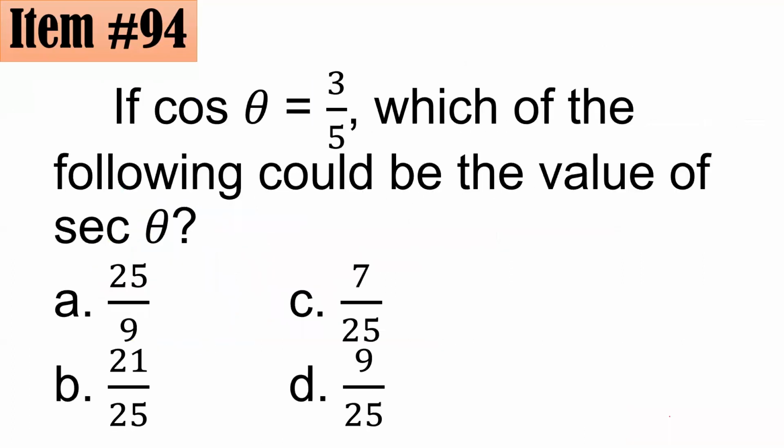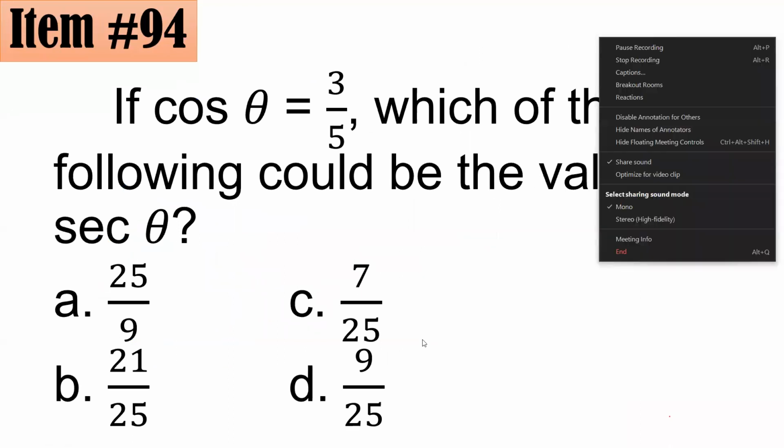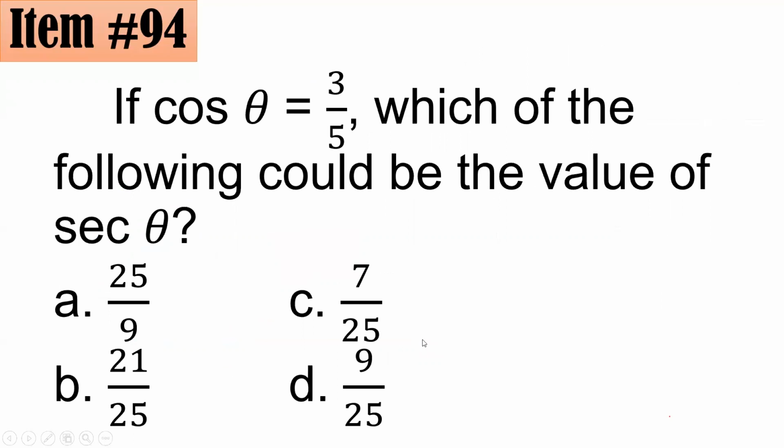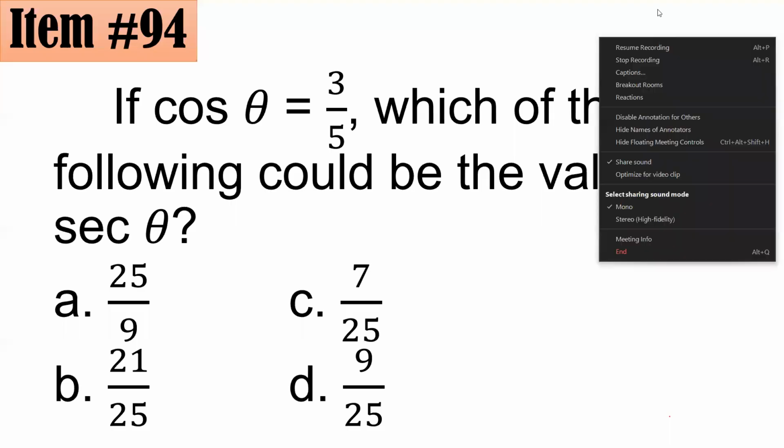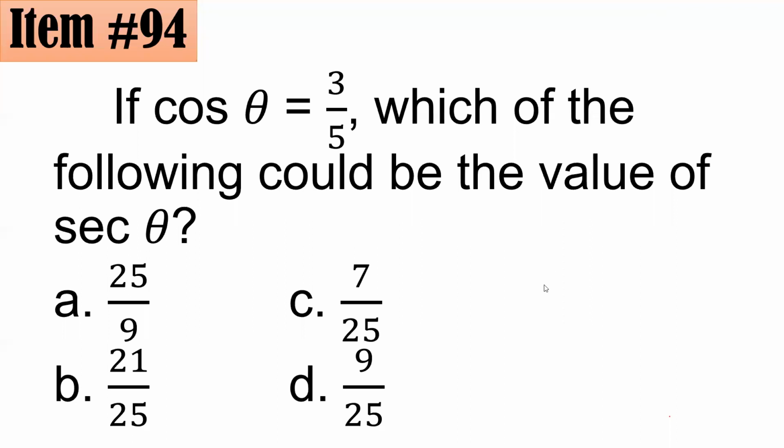All right, so far so good. 94. If cosine theta is equal to 3/5, which of the following could be the value of secant theta? Is it A, 25/9, B, 21/25, C, 7/25, or D, 9/25? Okay, letter E, some say. Let's see if E is correct.